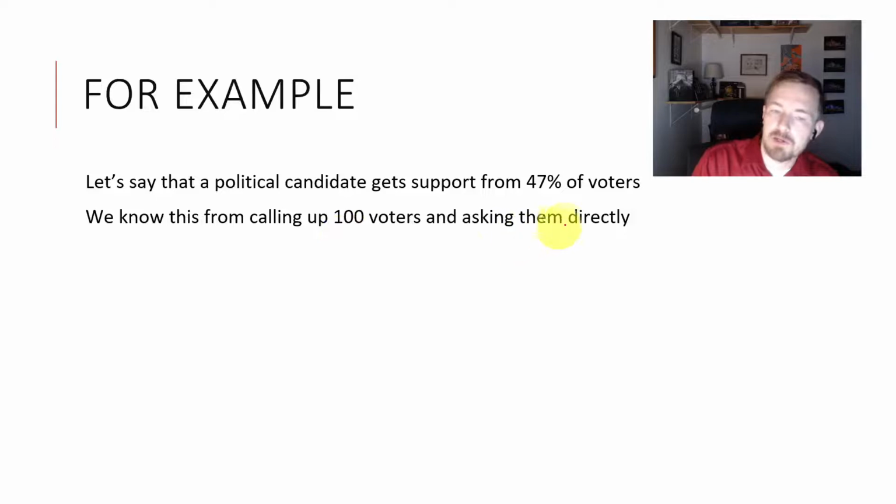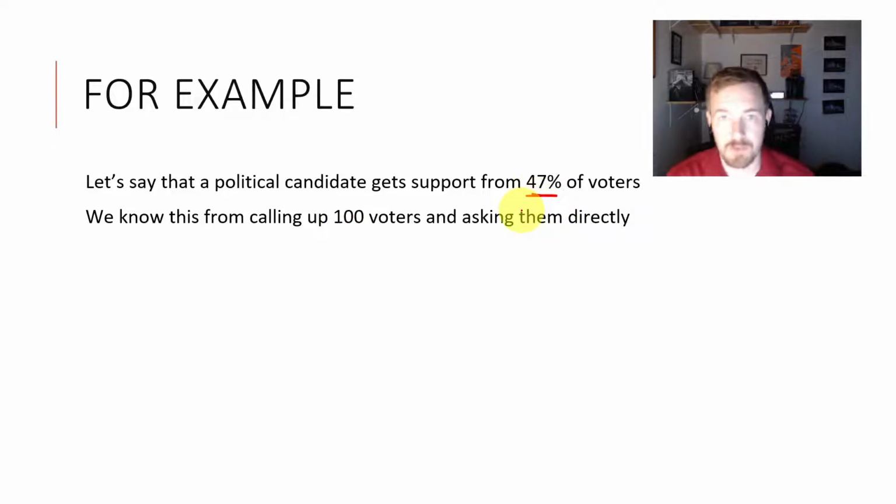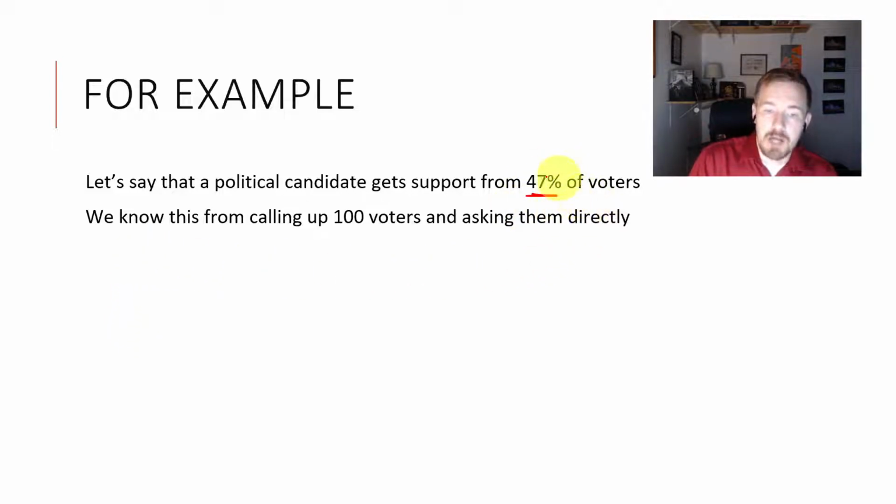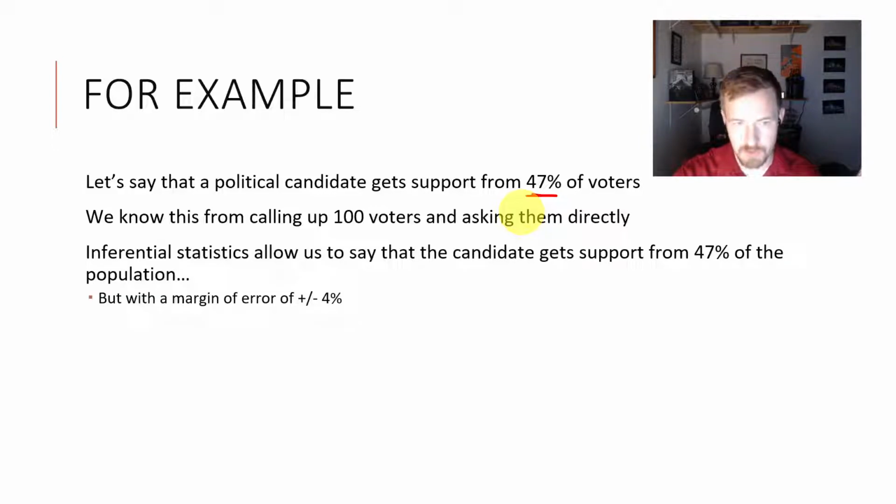So let's say that a political candidate gets support from 47% of the voters in their jurisdiction, from a sample of 100 voters. Obviously, it's not feasible to ask everyone. Let's say we're just talking about Westfield here. If we're talking about the mayor of Westfield, it would be unreasonable for us to ask every single person in Westfield who they're going to vote for. So instead, we're going to call up 100 likely voters and ask them directly, who are you voting for? And out of that 100, 47 of them said they are going to vote for candidate A for mayor.